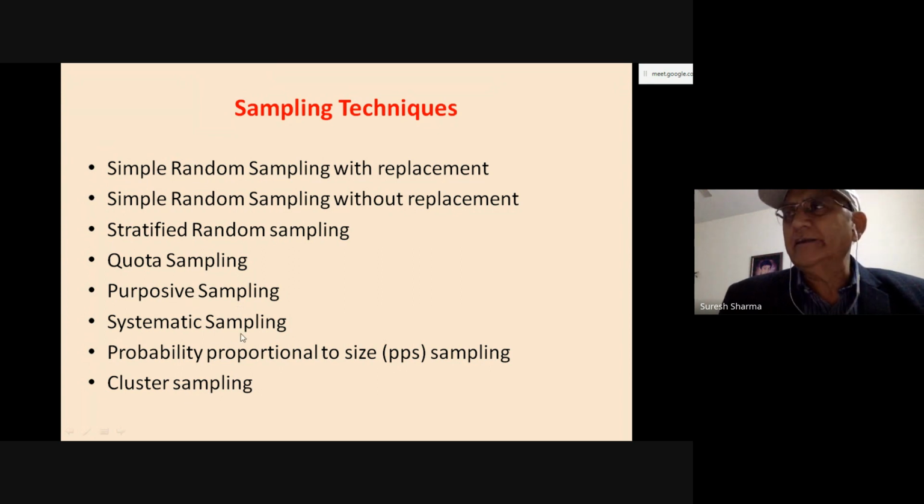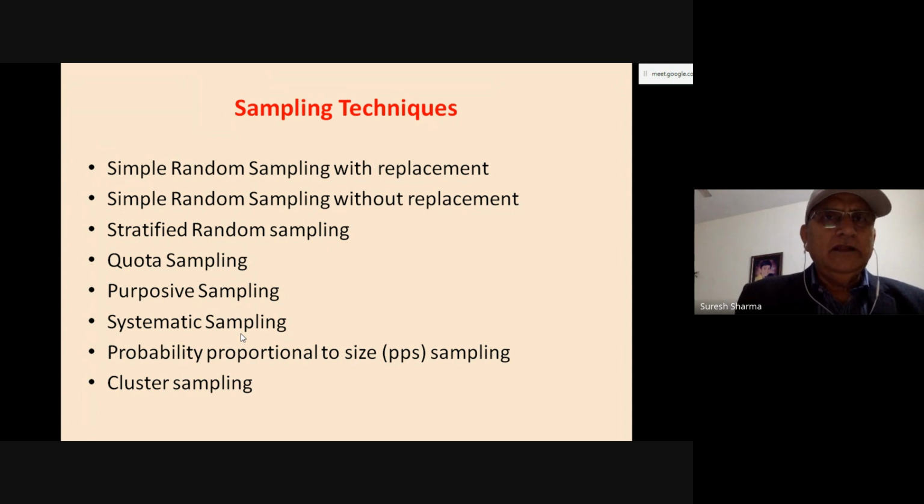Then there is systematic sampling. Systematic sampling is generally used whenever we want to conduct huge surveys. I want to survey 4 lakh people, 5 lakh people. And generally, you must have seen these people from NSSO, CSO, Labor Bureau. They conduct huge surveys of 4 to 5 lakh people. How do they do it? I'll give you a very simple example.